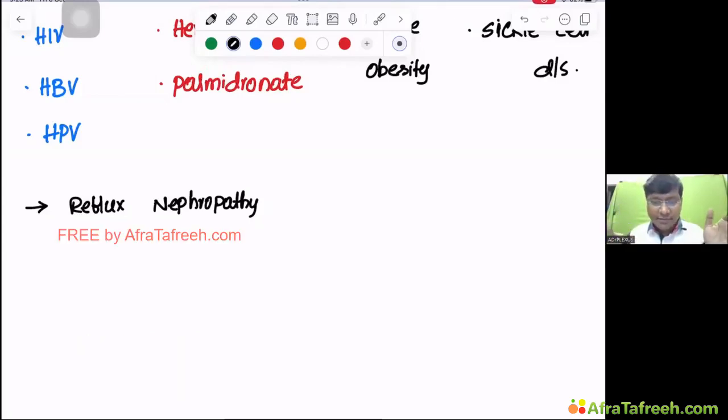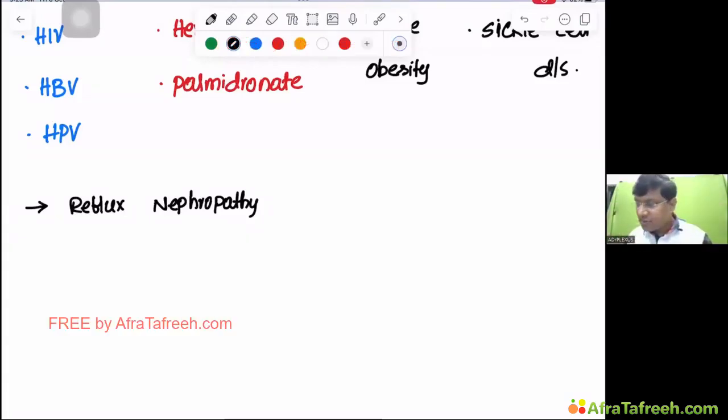Whenever the detrusor, that is your bladder, is contracting, the ureters, which are opening obliquely, get compressed. And thereby the reflux does not occur.